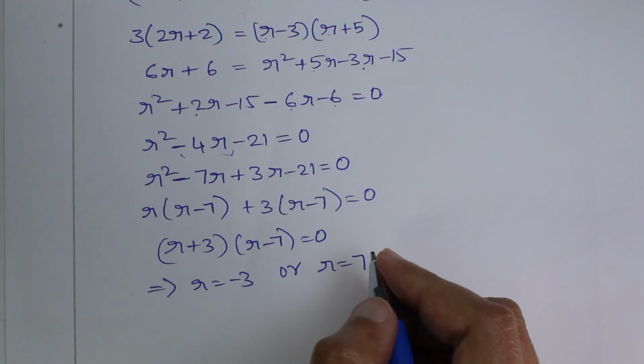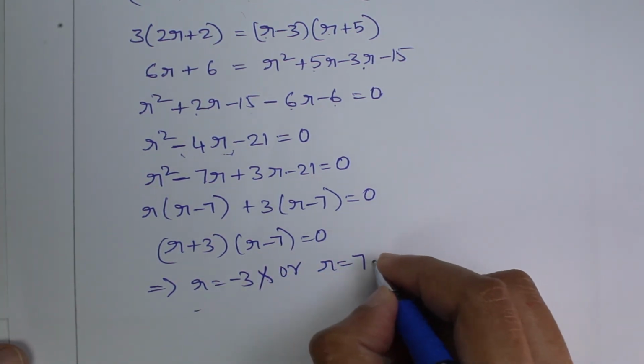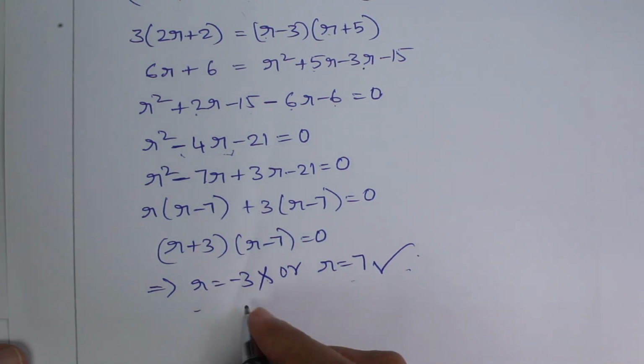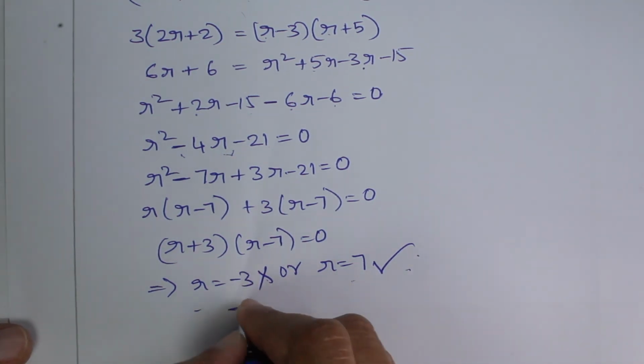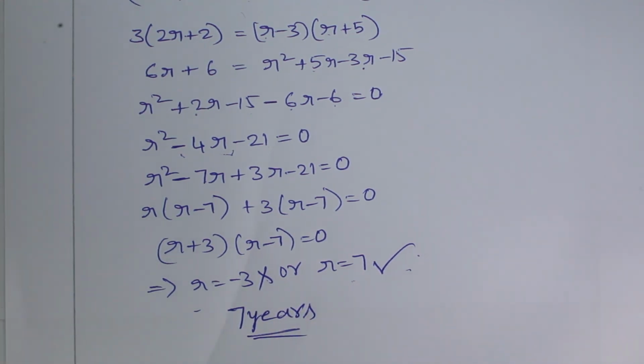Since Rayman's age cannot be a negative number, we will not consider this case. So we will take Rayman's age as 7 years. So what is Rayman's present age? It is 7 years. Hope this is clear for you.